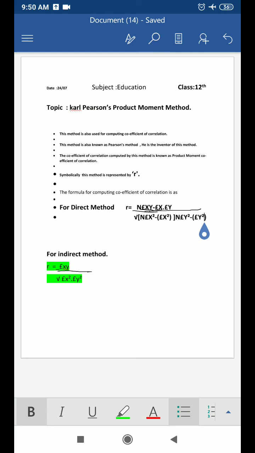For the indirect method, the formula for computing coefficient of correlation is r is equal to summation of xy divided by under root of summation of x square into summation of y square. तो ये indirect के लिए फार्मूला है.